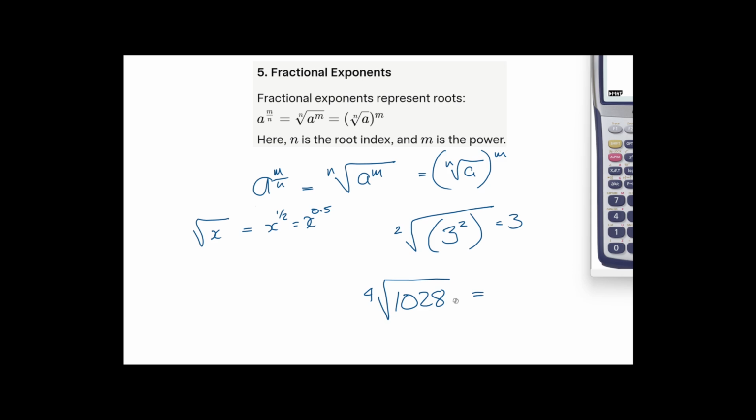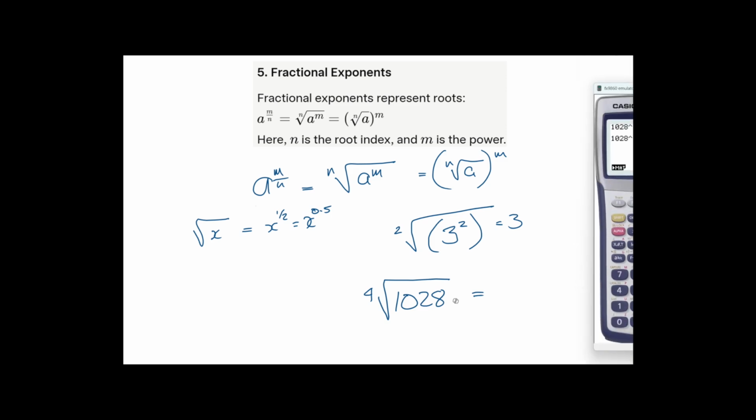Okay. Same thing again. If we do 1028 to the power of 0.25, which is the same as a quarter, we get a different number, 0.25. Different number. 1028 to the power of 0.25, and we get the same answer up here. So far, so good.